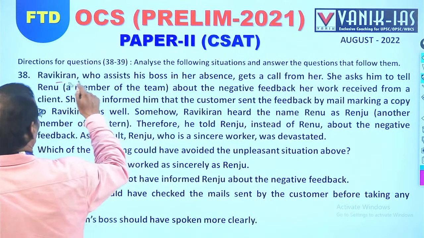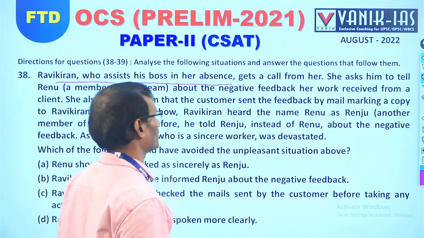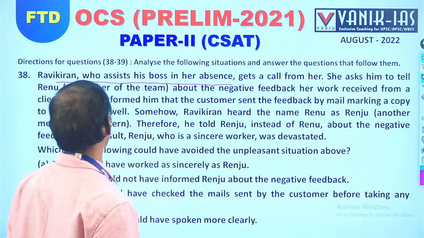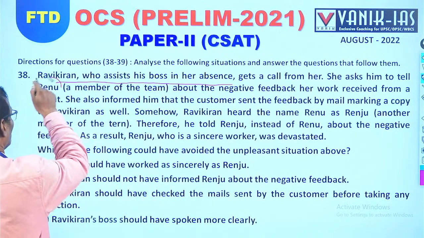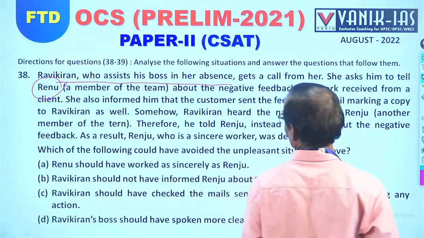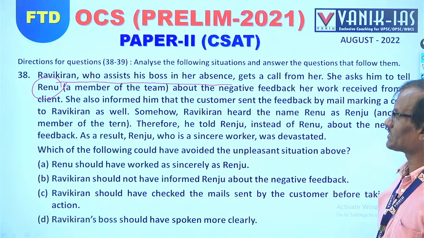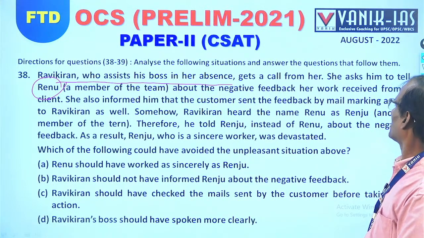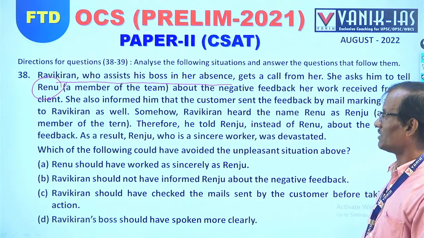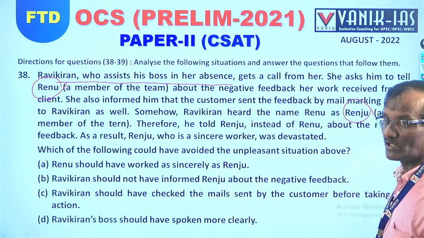Ravi Kiran, who assists his boss in her absence, is a personal assistant to her boss. He gets a call from her. She asks him to tell Renu, a member of the team, about the negative feedback her work received from a client. She also informed him that the customer sent the feedback by mail, marking a copy to Ravi Kiran as well. Somehow, Ravi Kiran heard the name Renu as Ranju. That is a miscommunication.